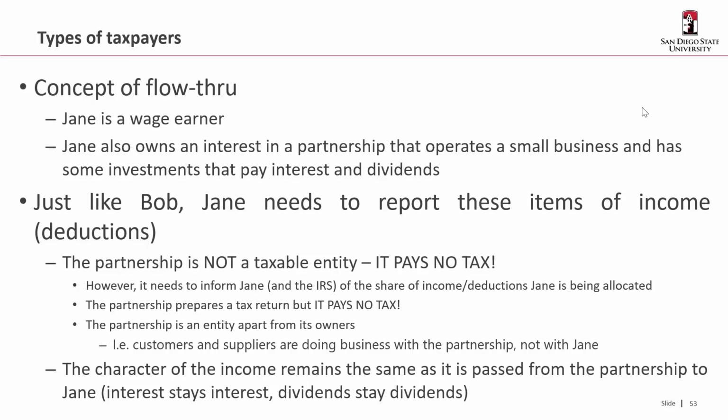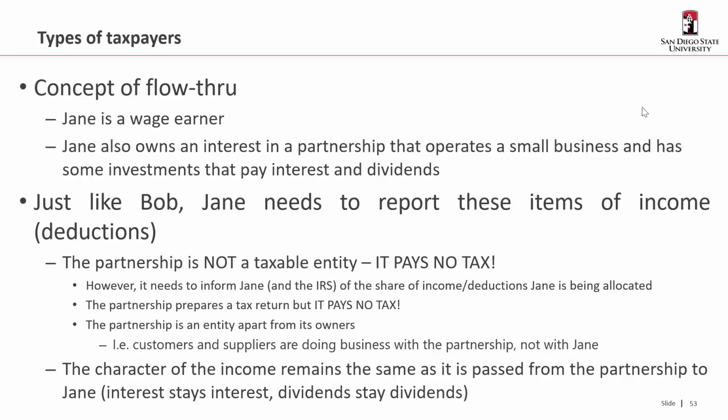The flow-through, on the other hand, has Jane. So Jane's a wage earner, but Jane also owns an interest in a partnership. And that partnership is the entity that operates a small business. And that partnership also has some investments that pay interest and dividends. But just like Bob, Jane needs to report these items of income or deductions as well.